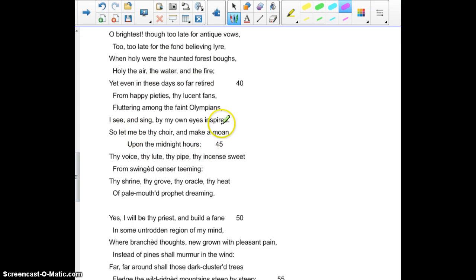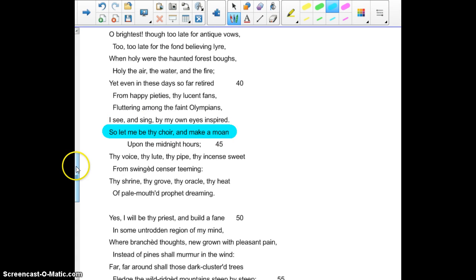A lot of information in this paragraph. It's kind of restating this whole theme that Psyche has no one who's worshiping her, and that it's moving on to this right here, where Keats is saying, I will be your choir. Let me be the person who worships you. So it's kind of moving past where no one's loving Psyche to I will love Psyche.